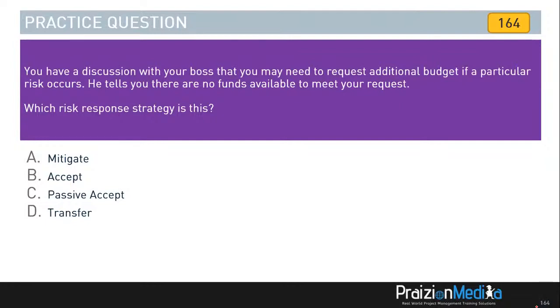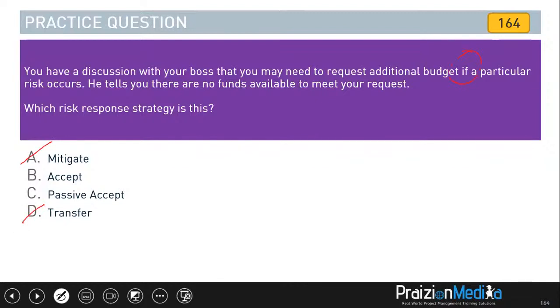All right, let's go ahead and check out the options. So, asking for additional budget if a risk occurs. You see, that's the key word. If this happens, I'll need to ask you for this. I may need to ask you for more money if this risk happens because it's reactive, it's not proactive. So it's not mitigate and it's not transfer.